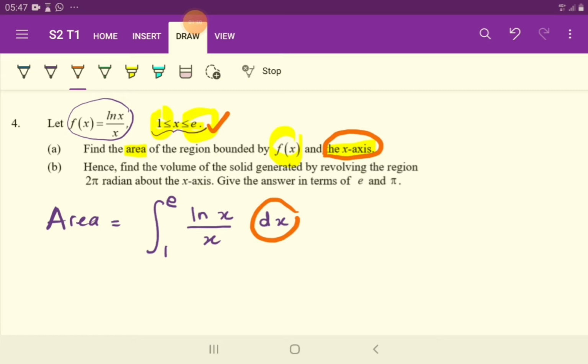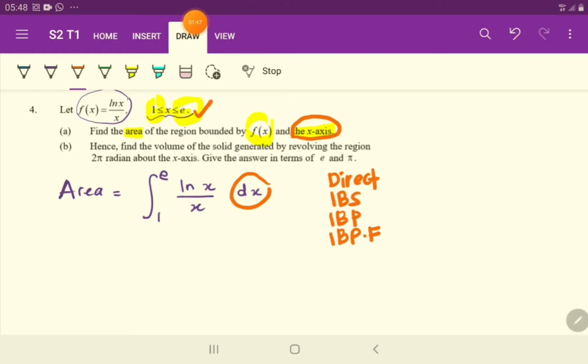The second one, we have this function ln x over x. Okay, so remember I said before that we need to look at the hierarchy. First, we need to look whether we can directly integrate or not. So clearly in this case, we cannot directly integrate, because we have ln x and then there's over x. And you can see that actually here we have ln x and 1 over x.